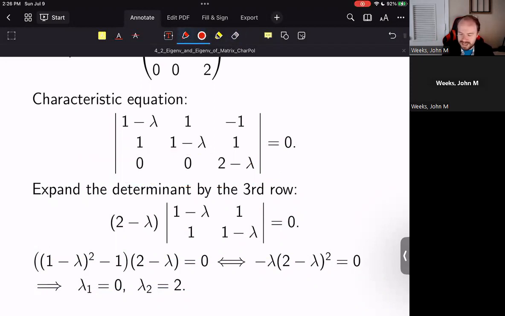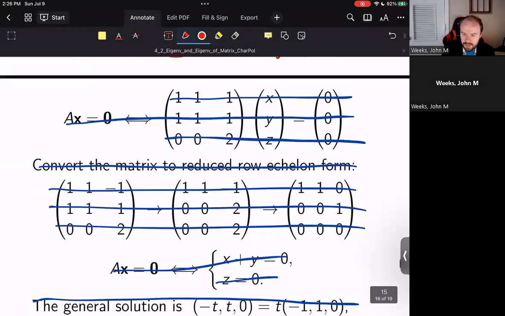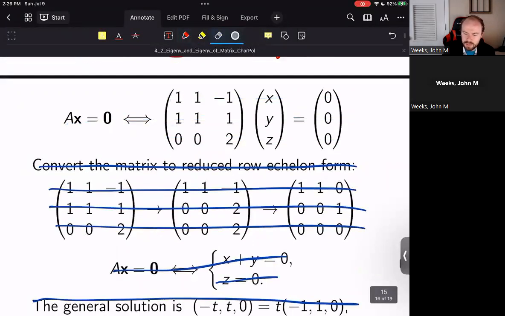If I do that, I'm going to get this equation to solve for. I'm going to get lambda sub 1 equals 0 and lambda sub 2 equals 2. Notice, by the way, that lambda sub 2 is of multiplicity 2. Very neat there.